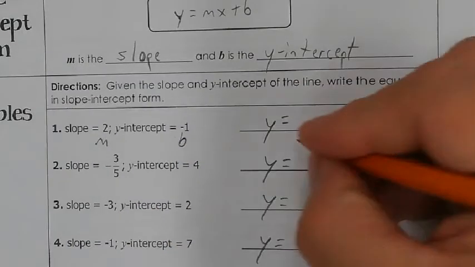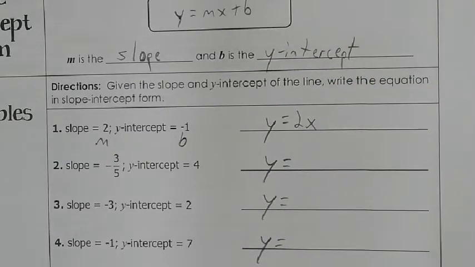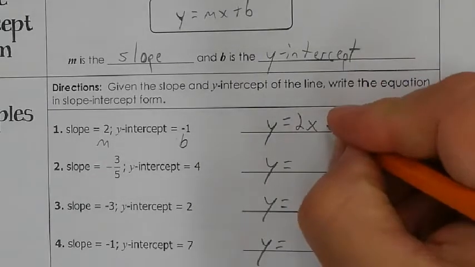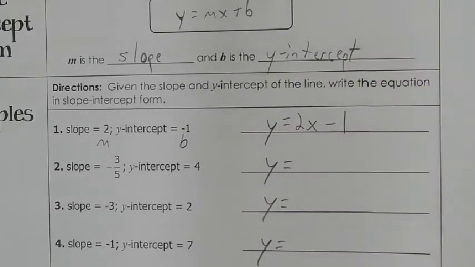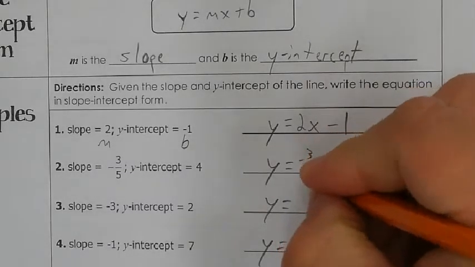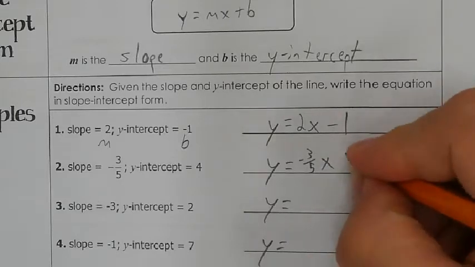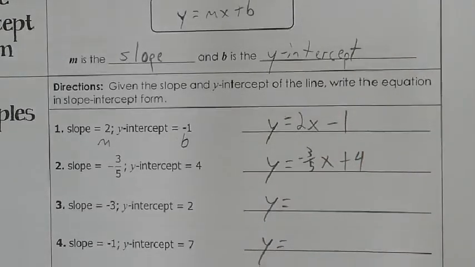Y equals 2x plus negative 1. Very close. You could write it like that, but anytime there's a negative, instead of putting plus a negative, just put minus. So just minus 1. So what's number 2 going to look like? Y equals negative 3/5 plus 4. Close. Negative 3/5 what? X plus 4. Right. There you go.